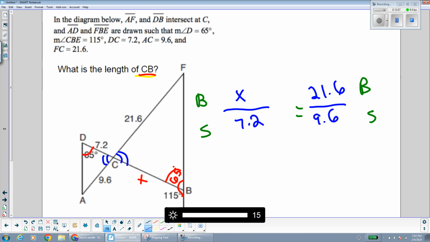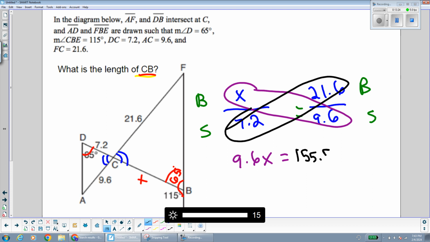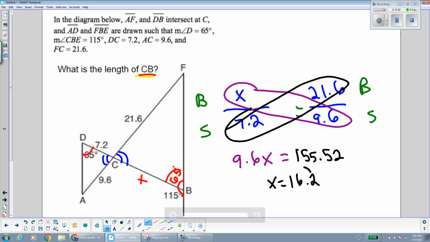From here, I'm going to cross multiply. 9.6x is equal to 7.2 times 21.6. And I got 155.52. And from here, I'm going to divide both sides by 9.6. And I got x is equal to 16.2. And 16.2, x, is the length of CB. So that is the answer that we are looking for. That is the length of CB.